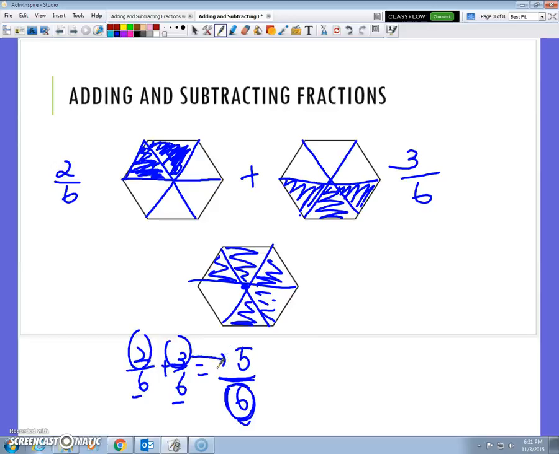So notice the pattern here. Does the bottom number change when we add? Does the number of sections change? No, it doesn't change at all. We're still referring to 5 of the 6 sections. On the top, we had 2 here, plus 3 of them here. So total we have 5/6 of a hexagon represented. All right, so let's take a look at another one then.